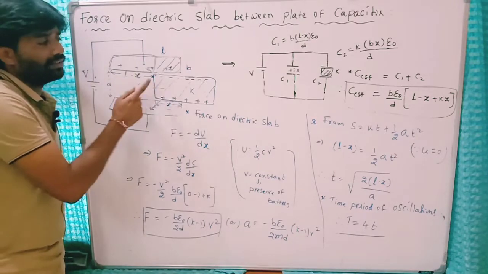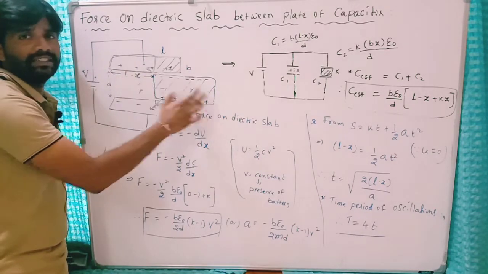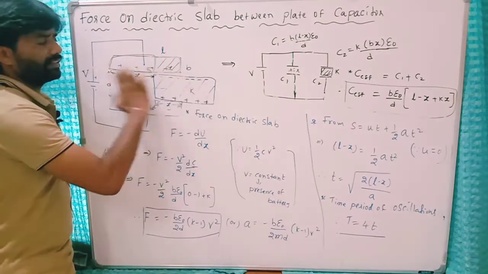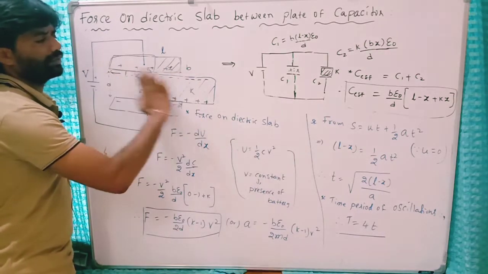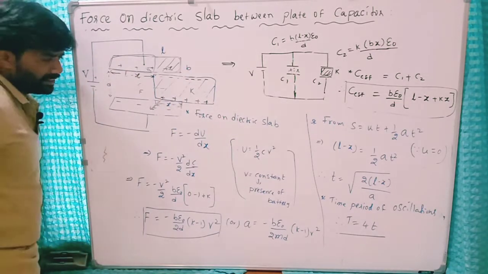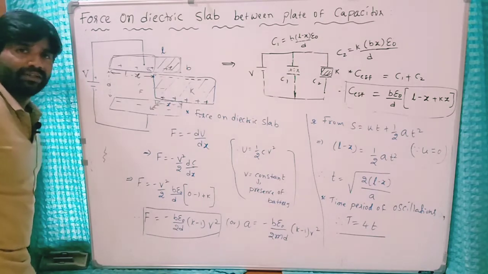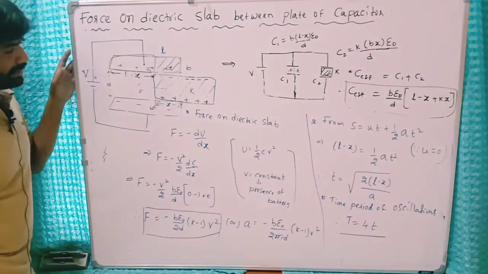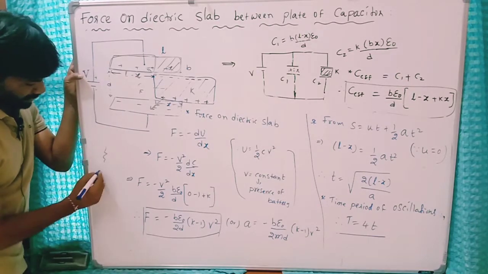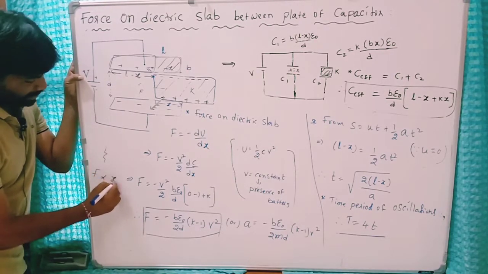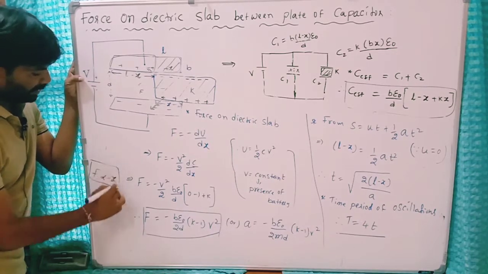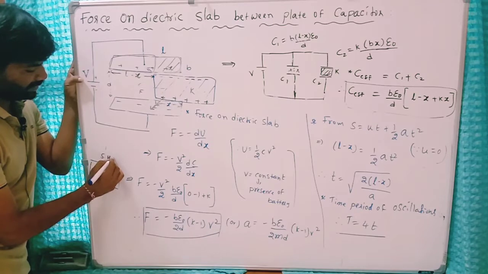So because of that attracting force, it will oscillate between these two positions like this. Clear? So its motion is oscillatory. Whether it is a simple harmonic motion or not, you can check this relation. If the force is directly proportional to the displacement and in the opposite direction, you can say that the oscillatory motion is simple harmonic motion. This is the condition.